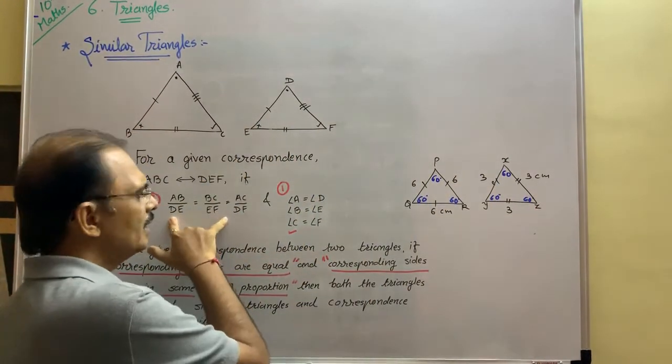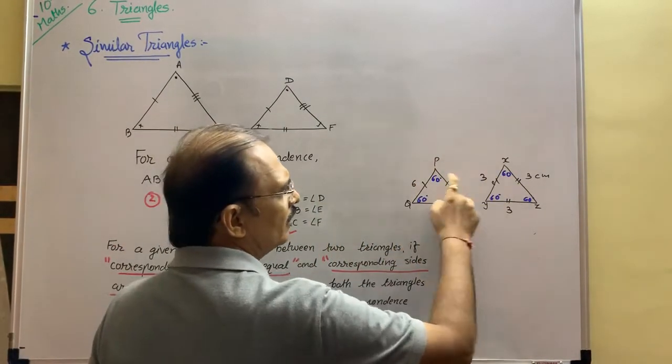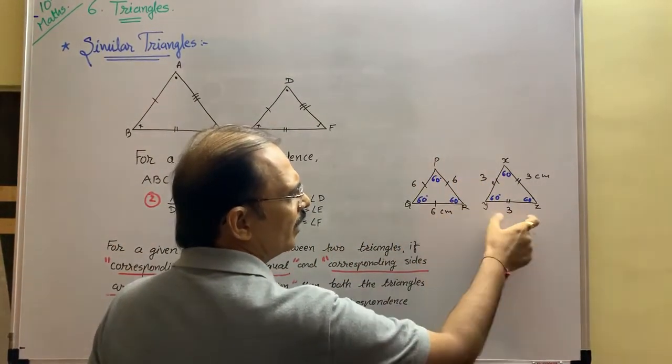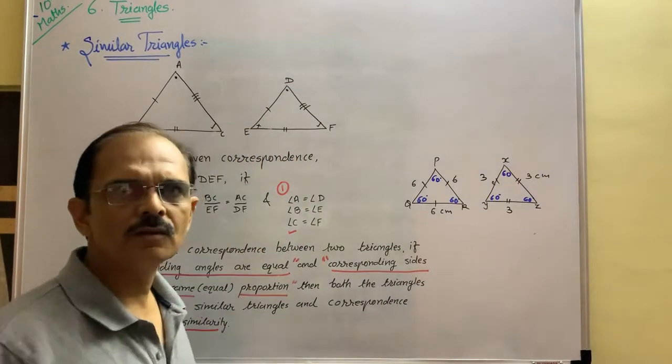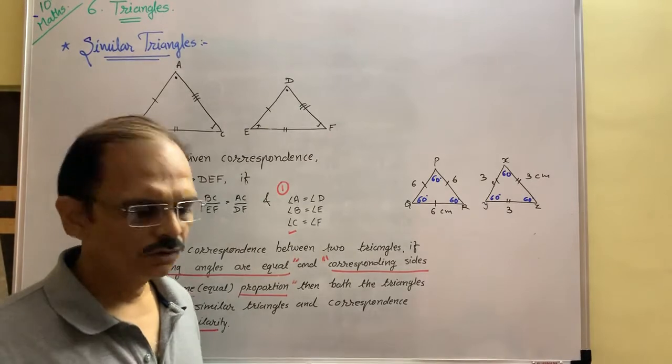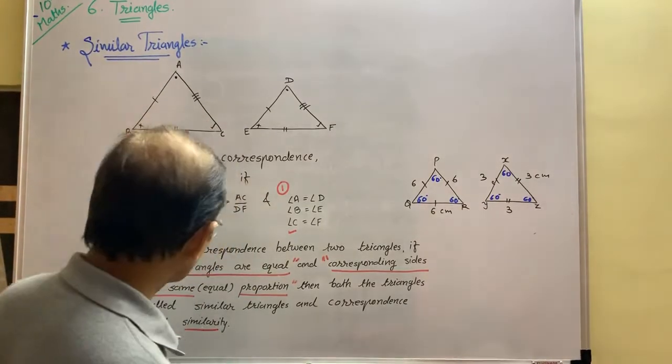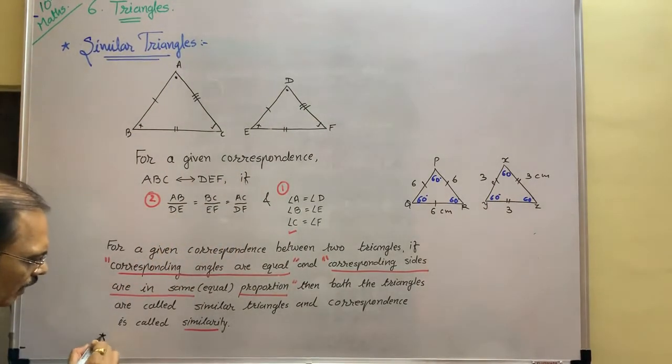Corresponding sides: this upon this, 6 divided by 3, 2. 6 divided by 3, 2. 6 divided by 3, 2. Ratios are equal. Okay? So you can write that equilateral triangles are always similar triangles.